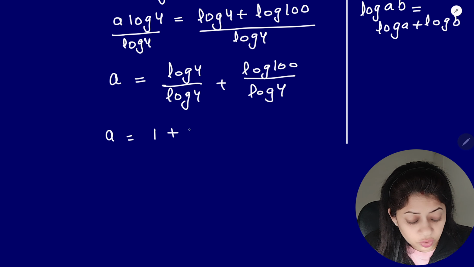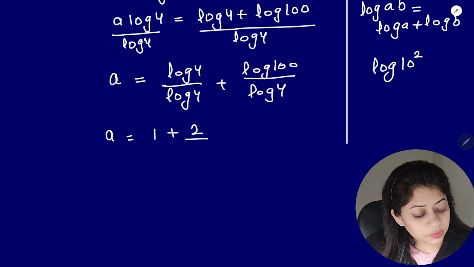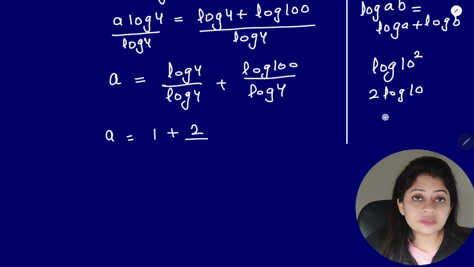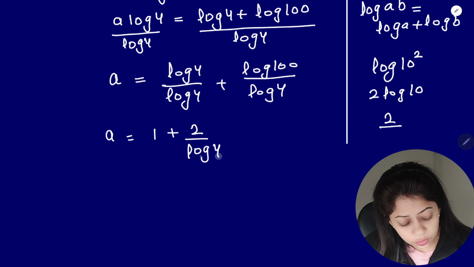Log 100 is 2. Okay, why? Because log 100 is log 10 square. That is equal to 2 log 10. And log 10 is 1. So it is 2. So it is 2 by log 4. So this is the value of a.